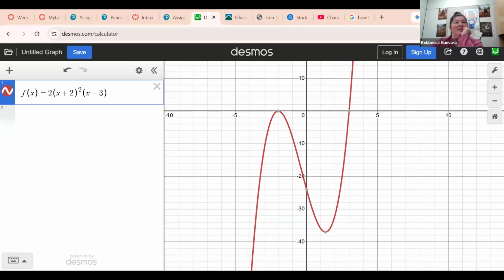So here I graphed it. We came up, we touched here at that negative 2, and then we turn back around and cross the y-axis at negative 24. We keep going, we turn back around, and then we come up and we touch here at the 3. And we have 2 turning points, which is the maximum I said I could have.